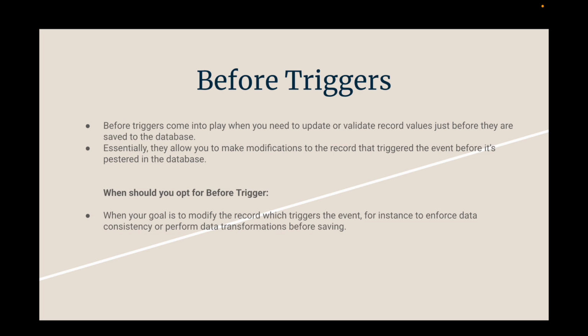Essentially they will allow you to make modifications to the record that triggered the event. Suppose I am making changes to the account record and I want to check the validation on the account record itself, then I should use a before trigger. And even if I want to throw some error, say I want to check if the account has any contact attached to it, then I don't want the user to delete that particular account. So for that I want to throw an error to the user that you cannot delete this account, and I can use a before trigger for that as well.